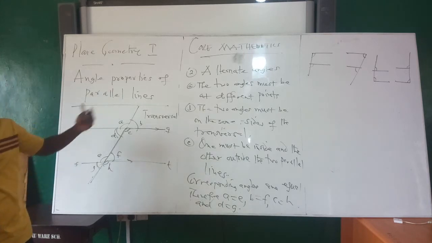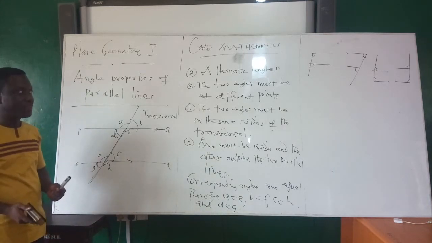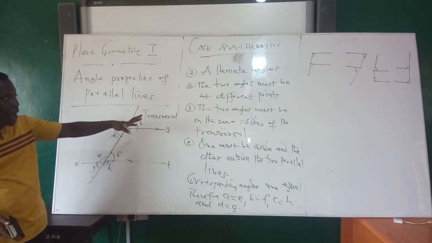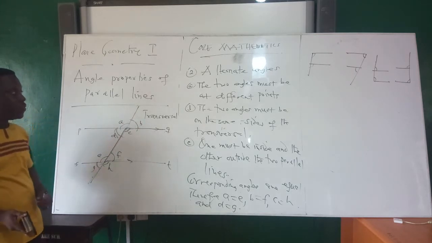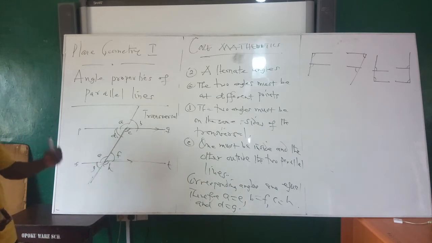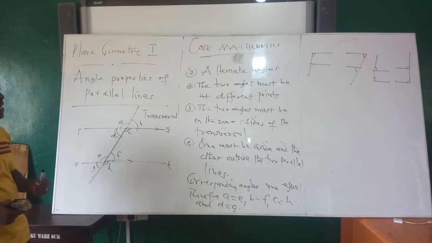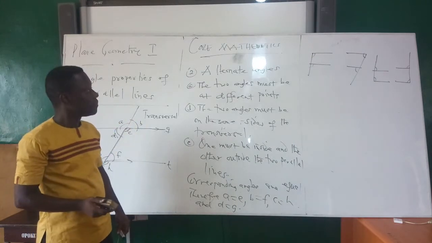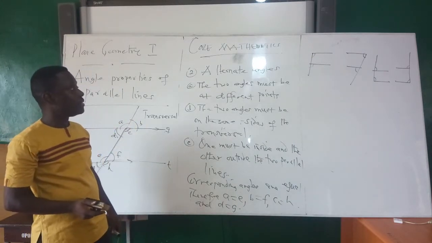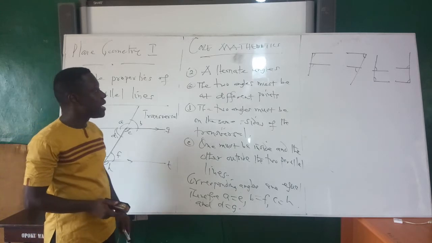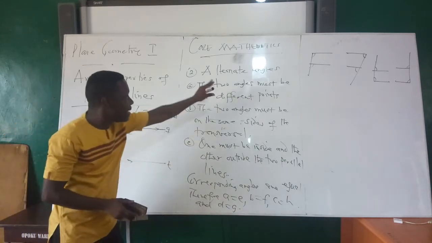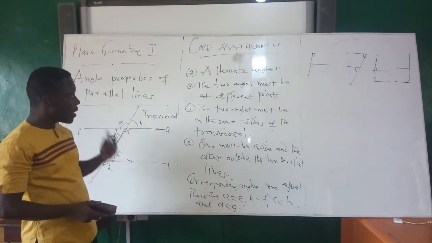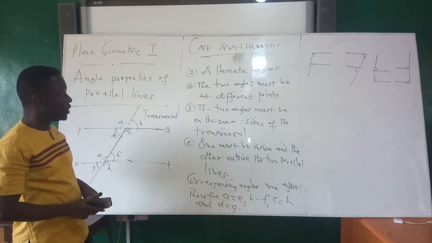Now, again, I'm going to give you three indicators. I'm going to use the one I've already written, but I'll be changing a few things. The first one is similar to what we already have there. We are saying that for any two angles to alternate, the two angles must be at different points. So the first condition still holds. Now what about the second one? The second one will change.